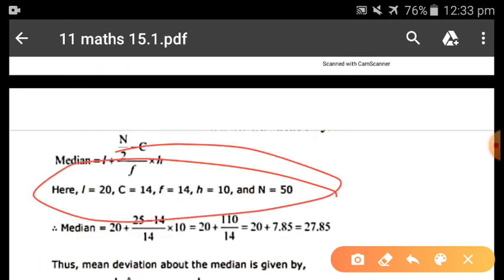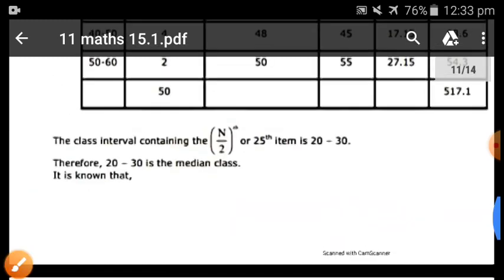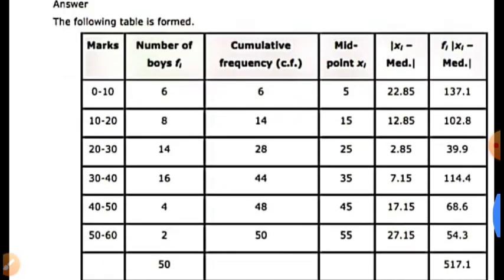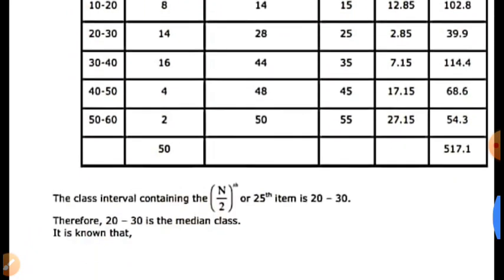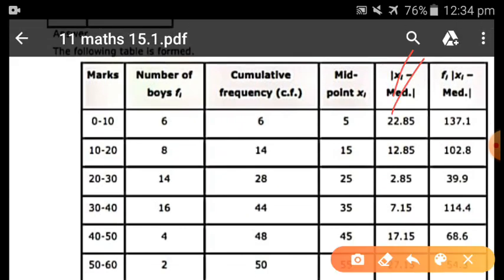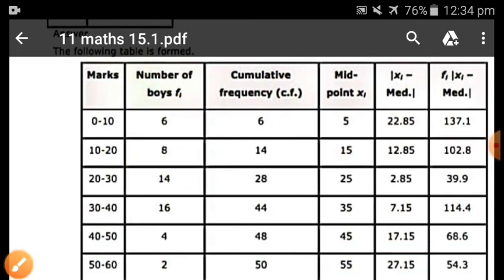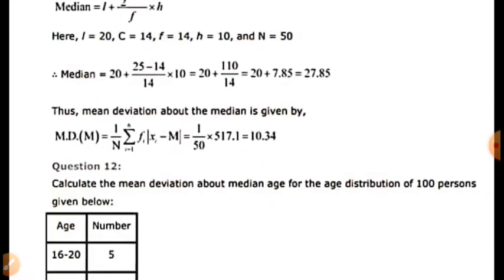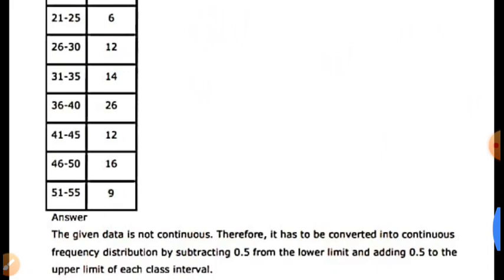Substituting these values, you got 27.85. This 27.85 should be subtracted from every mid value. The values are time consuming, but you need to do it. Afterwards, these are called deviations. The deviations should be multiplied by the frequencies, that is fi into the modulus of xi minus the median, and that should be divided by the total number of observations, that is 50. This is a way to find the mean deviation about the median. The next problem is also the mean deviation about the median only. With this we have completed exercise 15.1. Thank you.